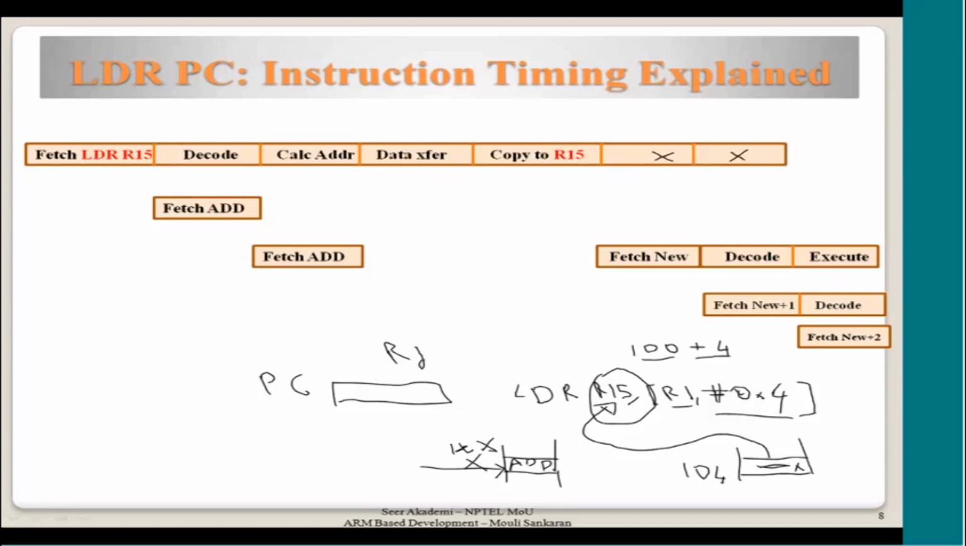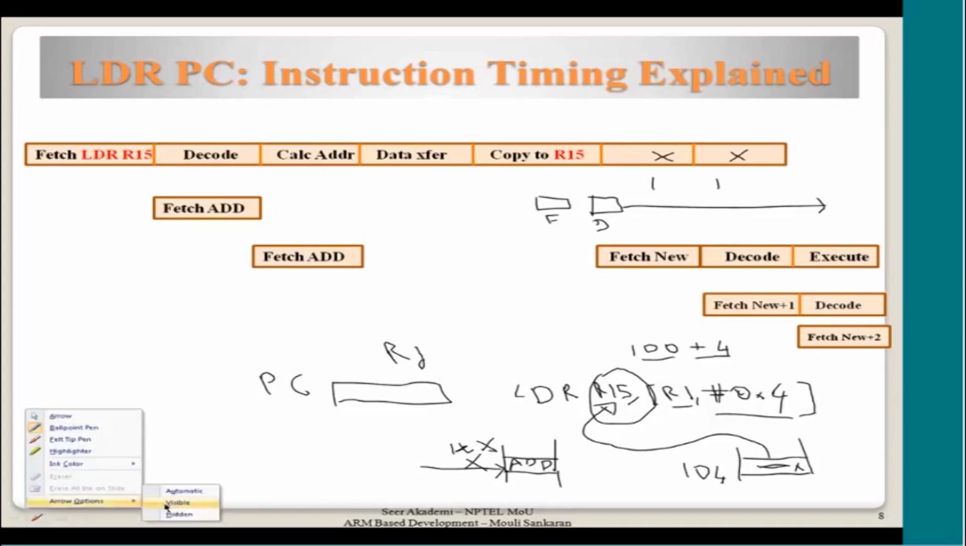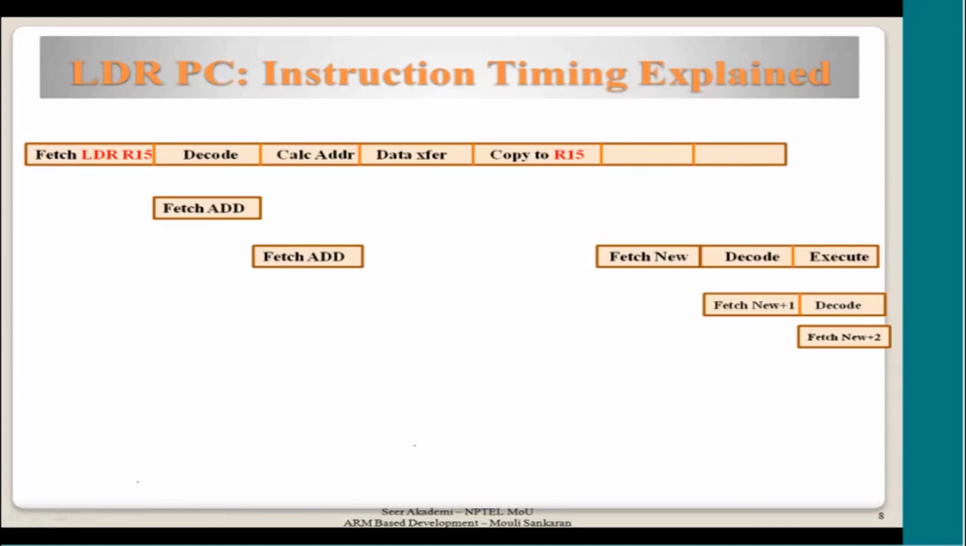Why? The new instruction which is getting fetched here will take 2 more cycles to pass through the fetch stage, then the decode stage, and then it will come to execute. So 2 cycles will be wasted in the execute stage. That is why you see there is a gap, because the execute stage does not have anything to do. I hope this is clear to you.